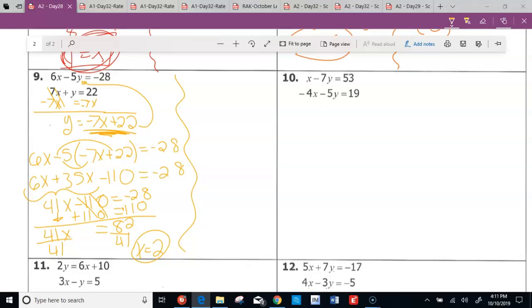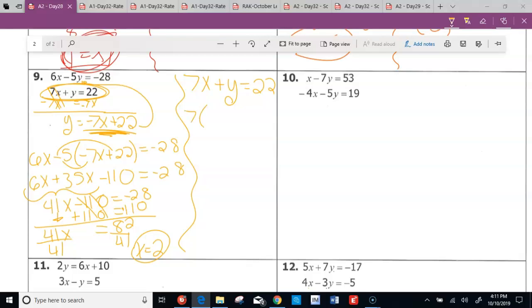Now I need to get a y value. I'll use this second equation here because it has a y that's all by itself, so it requires less work. 7x plus whatever my y value is will equal 22. Actually, my bad, I want to get the y value and I kept talking about x. Let me go back here really quick. I'm going to substitute my x value in. There we go, that makes more sense because I just found an x value.